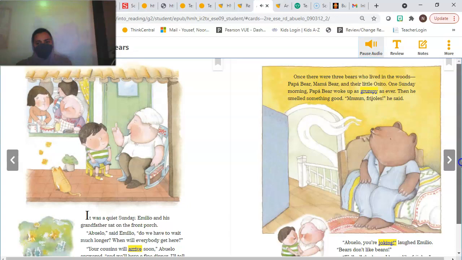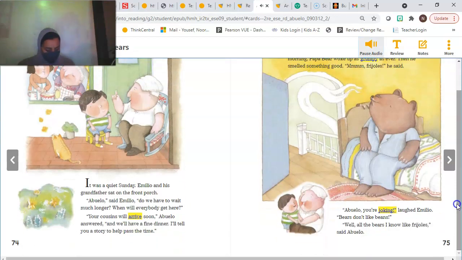It was a quiet Sunday. Emilio and his grandfather sat on the front porch. Abuelo, said Emilio, do we have to wait much longer? When will everybody get here? Your cousins will arrive soon, Abuelo answered, and we'll have a fine dinner. I'll tell you a story to help pass the time.